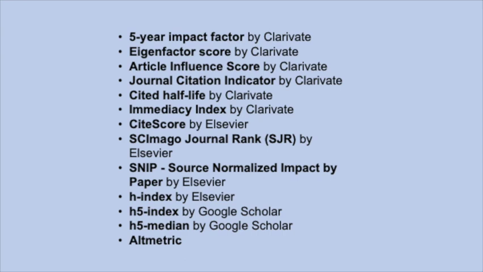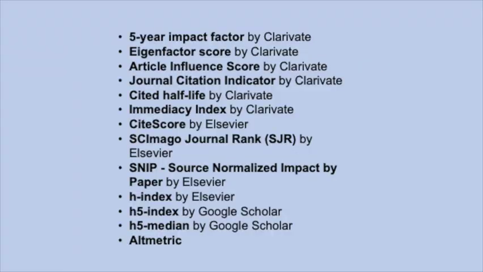So here we have a list of alternatives to the journal impact factor, which is by Clarivate Analytics. Clarivate has a few other metrics that they produce. One of them is called the 5-year impact factor, and that's just what it sounds like. Instead of calculating the journal impact factor over 2 years, it's calculated over 5 years. And then Clarivate also makes the eigenfactor score, the article influence score, and they just came out this year with the journal citation indicator. They also have a cited half-life and an immediacy index.